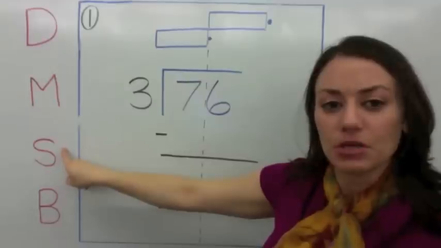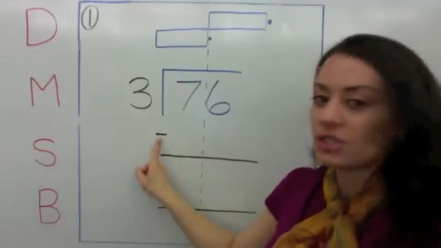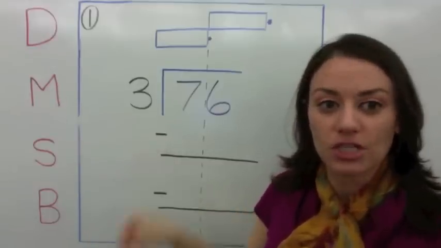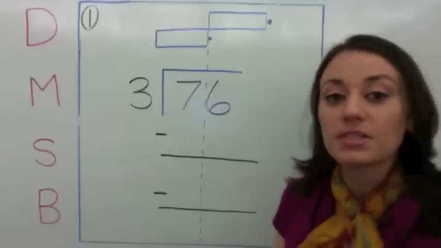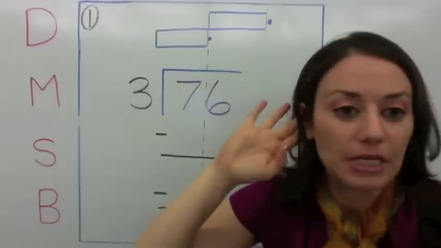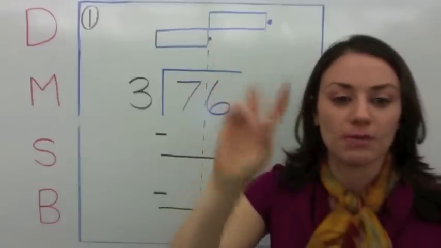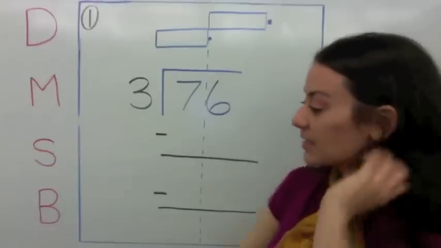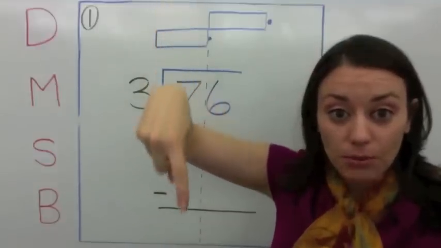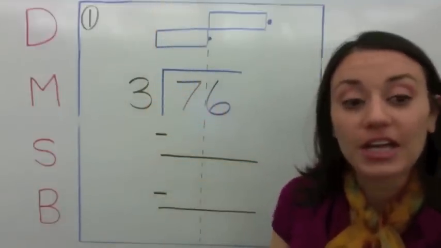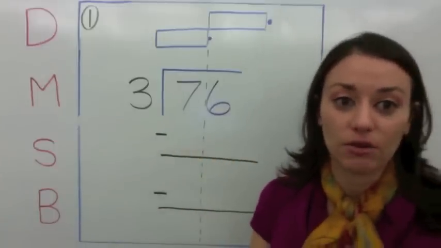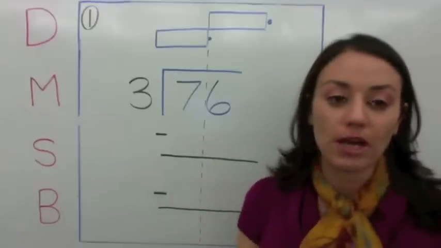What's the third step, do you think? What does the S stand for? Subtract. That's why you see a subtraction sign. And in these problems, since there are 2 digits, 76, you're going to subtract 2 times. Now, the last step is B. It's like this. Bring down. And you're going to have to bring down the second number in the dividend. Okay? So I'm going to have to show you how to do this.